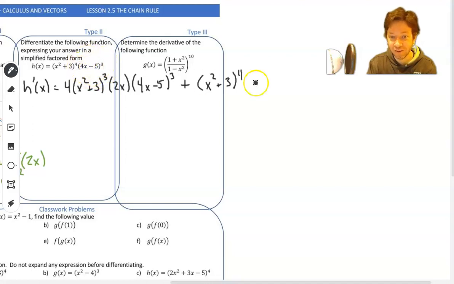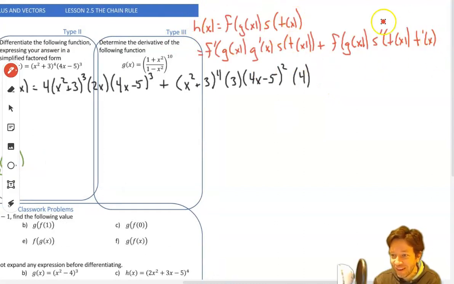So bring the 3 out in front of the function, multiply by the function, 4x minus 5. Subtract 1 from the exponent, so 3 minus 1 is 2. And then multiply by the derivative of this function, which would be 4.